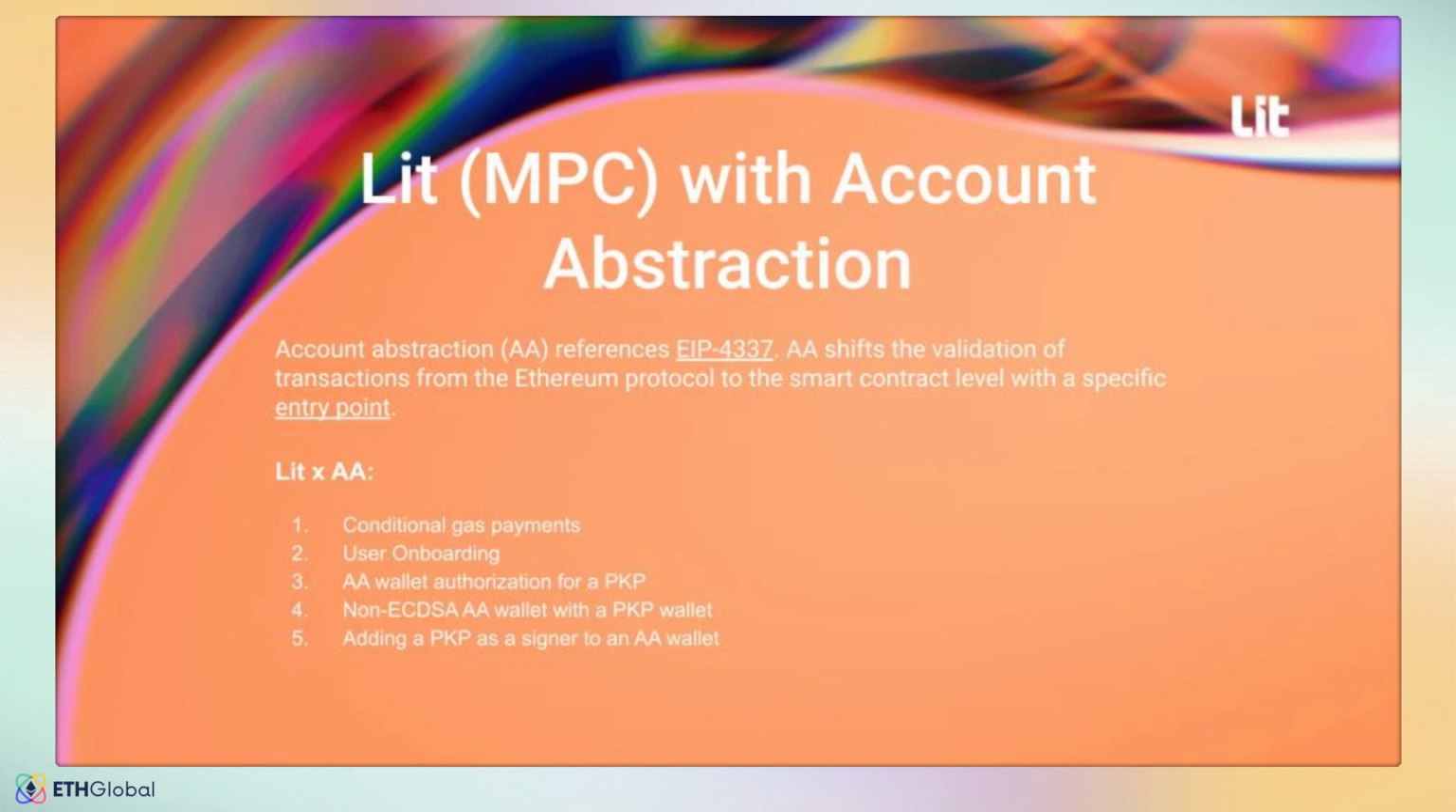Or you can do non-ECDSA account abstraction wallets with the PKP, allowing the freedom of signature verification schemes. And then lastly, adding a PKP as a signer to an AA wallet, where the PKP is the spending account and the AA wallet is a treasury for a DAO.